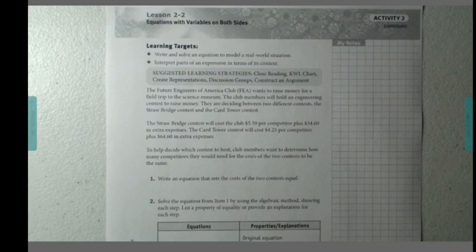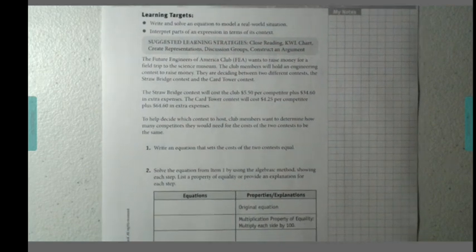The straw bridge contest will cost the club $5.50 per competitor plus $34.60 in extra expenses. The card tower contest will cost $4.25 per competitor plus $64.60 in extra expenses. To help decide which contest to host, club members want to determine how many competitors they would need for the cost of the two contests to be the same.